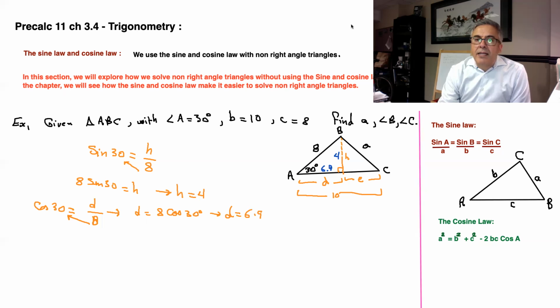If we wanna find E, E would just be 10 minus 6.9. Since the whole thing is 10 and we found D to be 6.9, then E would be just 10 minus 6.9, which gives me 3.1. So therefore now we know this is 3.1.